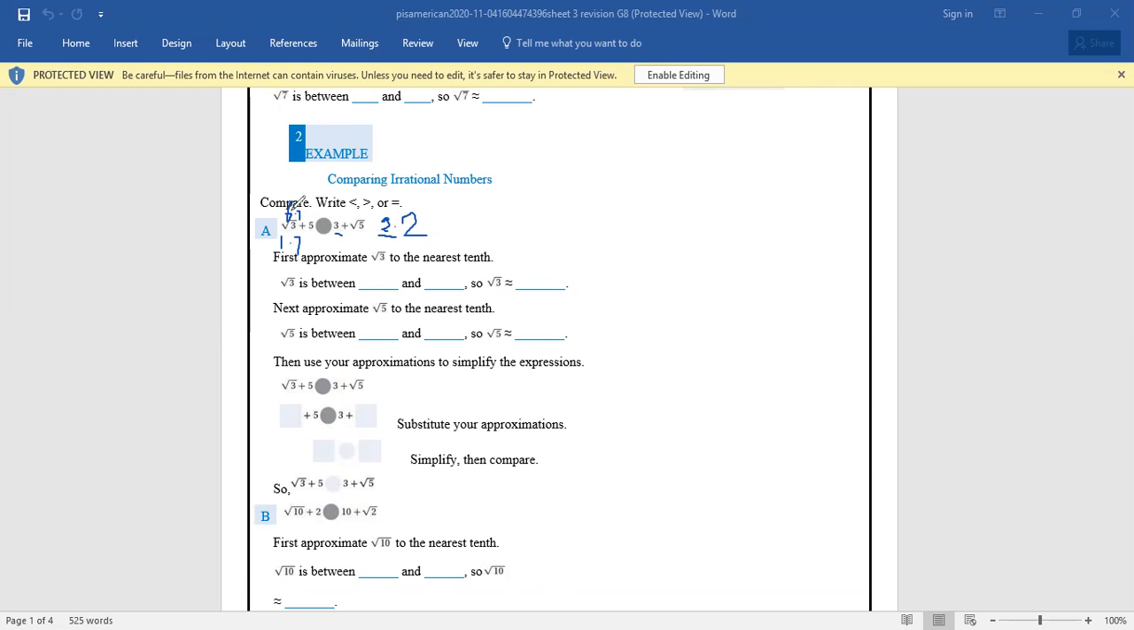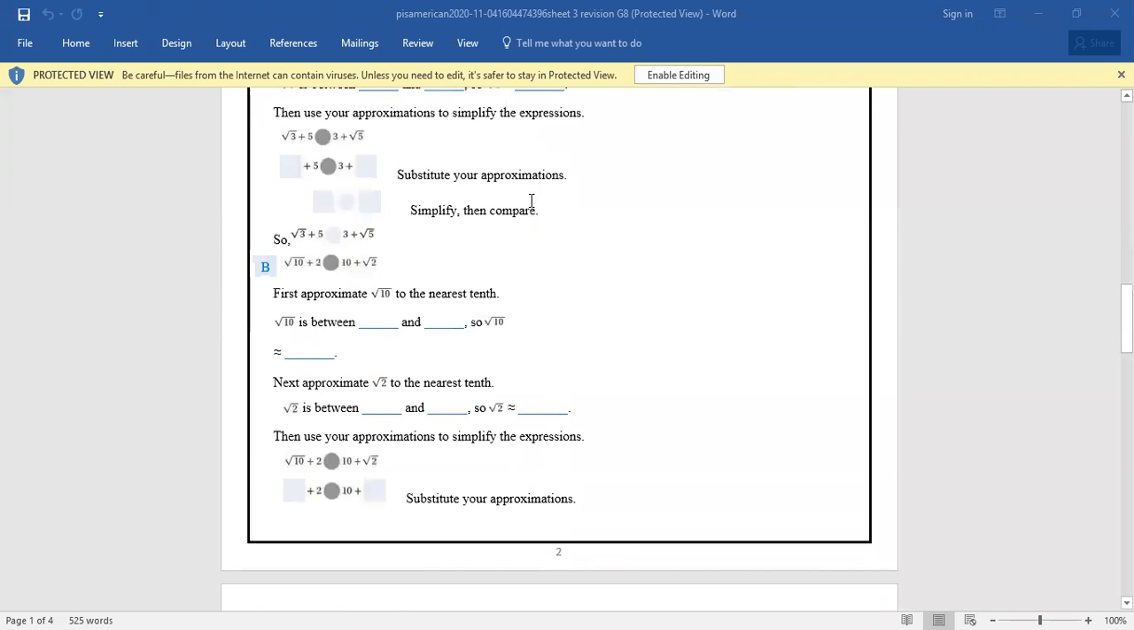This one is 6.7, right? Because you add 1.7 plus 5, and this one, the integer part was 2 plus 3, so this is 5, so we have to put the sign bigger than. Okay, so this is how you are going to calculate irrational numbers, as I said, without using a calculator.